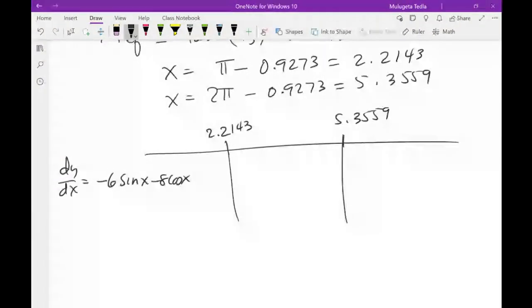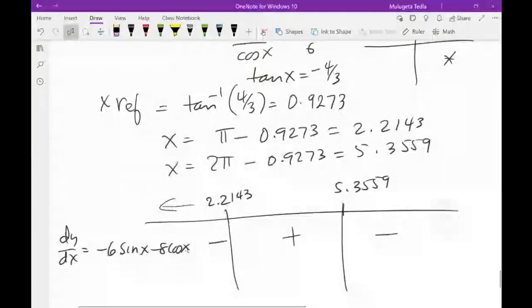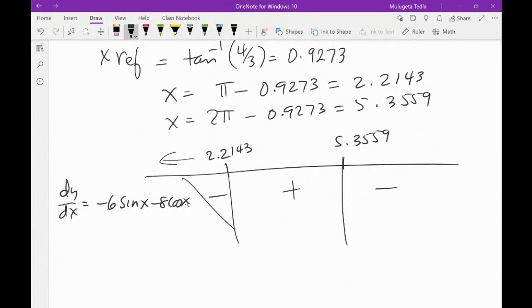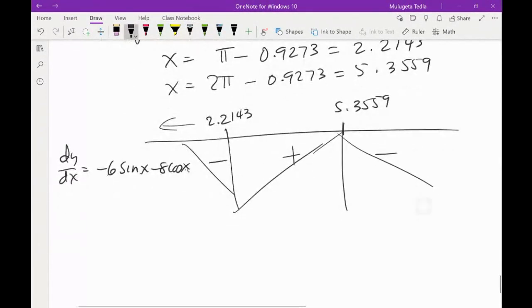Okay. So if you plug any number less than, I think I can plug 0 for this one. 6 sine of 0 is 0, and 0 is minus. This is negative. Yes, so I can plug here. Obviously, it's minus. You can check it. Okay, so this is negative, this is positive, this is negative. They want the minimum, so this is the minimum value.